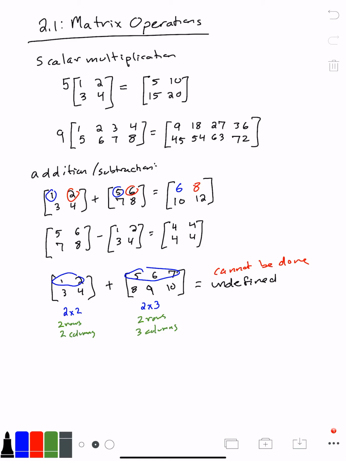So when you're multiplying a matrix by a number, you can multiply it just straight across, no problems there. When you're adding and subtracting matrices, you have to worry about whether they're the same size. And if they are, then you can add or subtract without any issues. Next up will be multiplication.